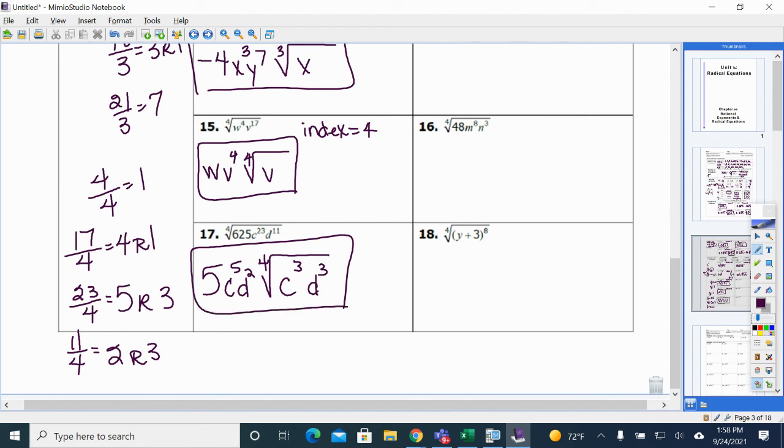18 looks funky. It's not really that weird. Leaving the y plus 3, just y plus 3, it has an exponent of 8, and 8 divided by 4 is a whole 2, which means we have a y plus 3 squared outside of the radical.